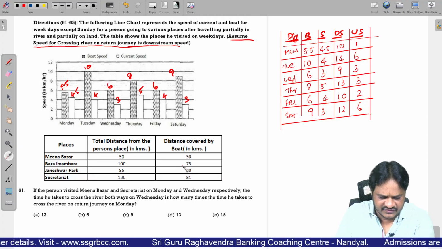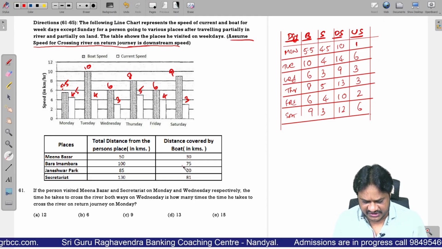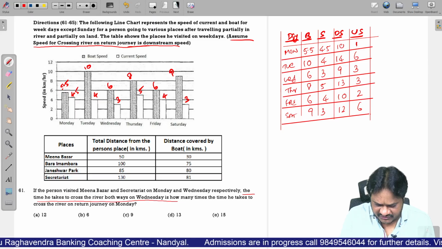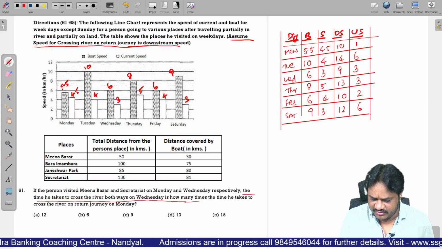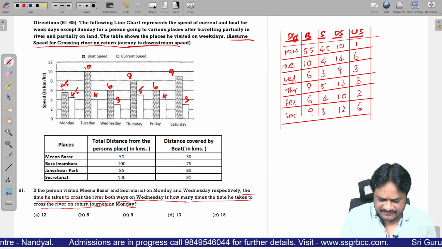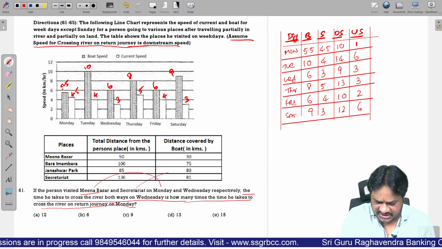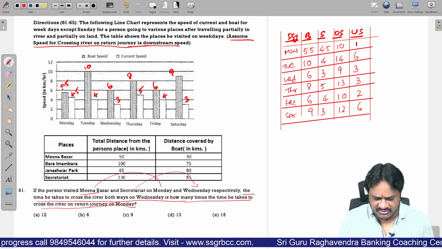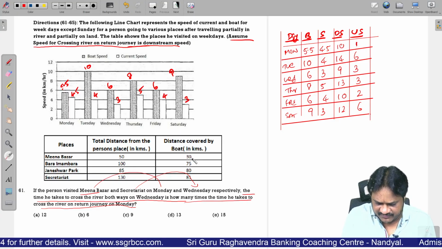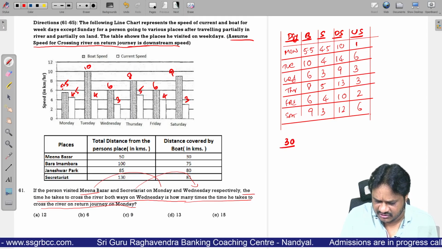Now let us see the first question. If the person is visiting Meena Bazaar and Secretariat on Monday and Wednesday respectively, the time taken to cross the river on both ways on Wednesday is how many times the time taken to cross the river on return journey on Monday. Now let us take Monday. The place is Meena Bazaar. Meena Bazaar, what is the total distance? Total distance is 50. By boat he is covering 30 kilometers.